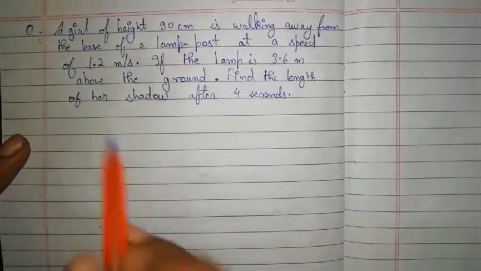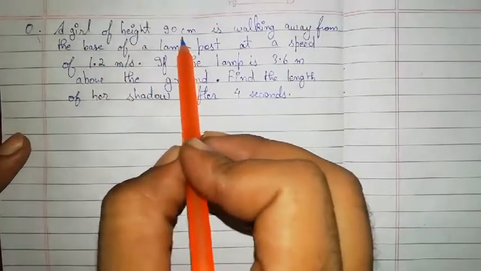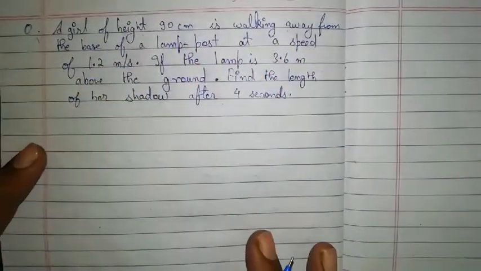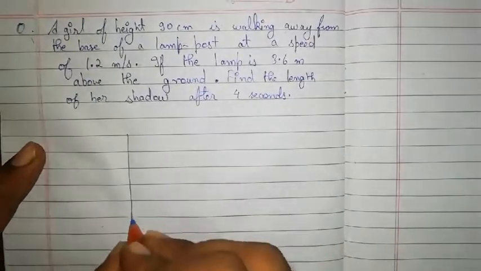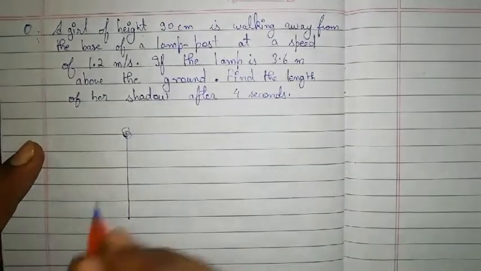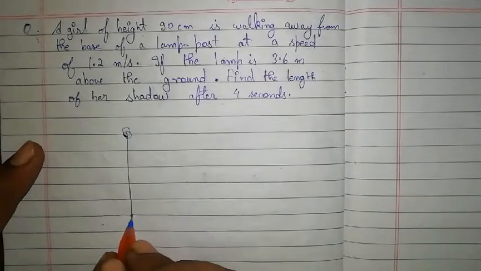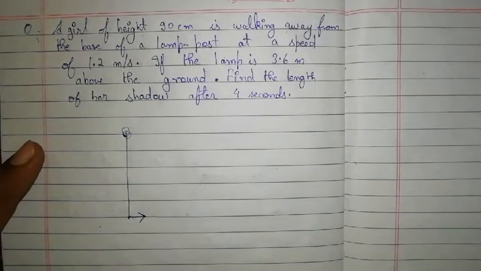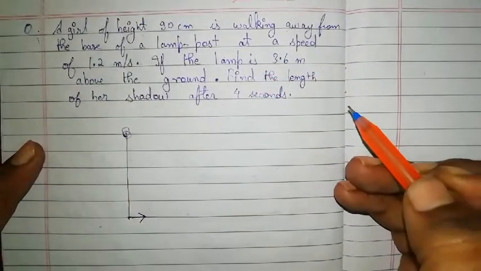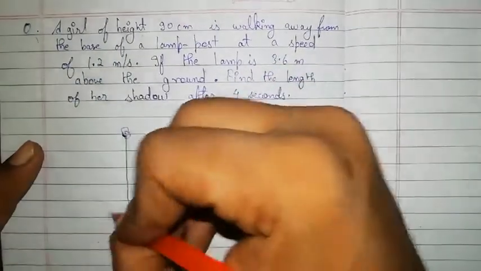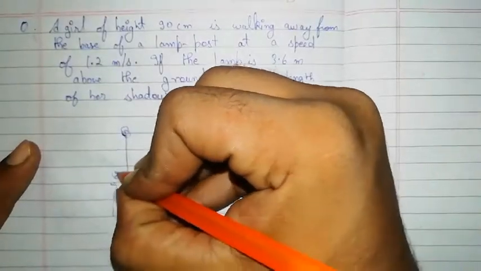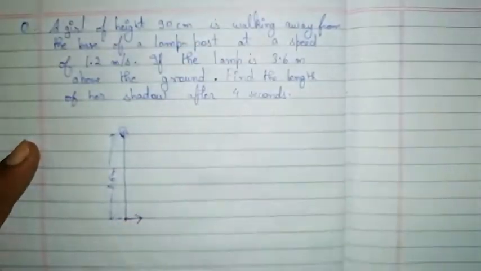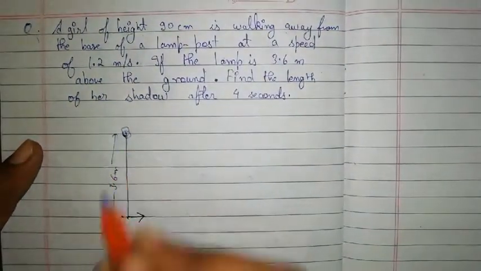Here is one of the important questions. It says that a girl of height 90 centimeters is walking away from the base of a lamp post. Suppose this is a lamp post, and here is the lamp. The girl is walking away from the lamp post, in this direction, at a speed of 1.2 meters per second. If the lamp is 3.6 meters above the ground, meaning this is the point on the ground, then the lamp is at a height of 3.6 meters.